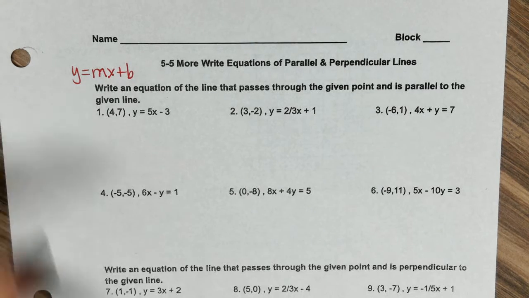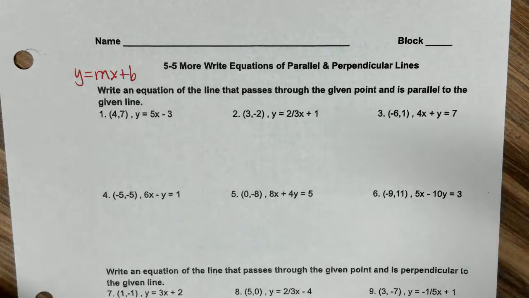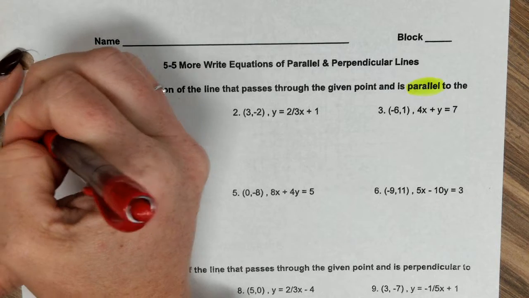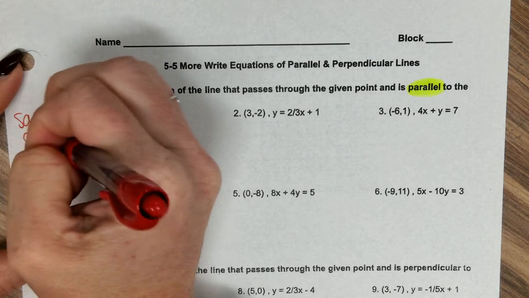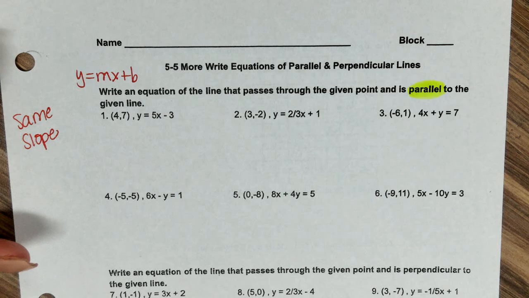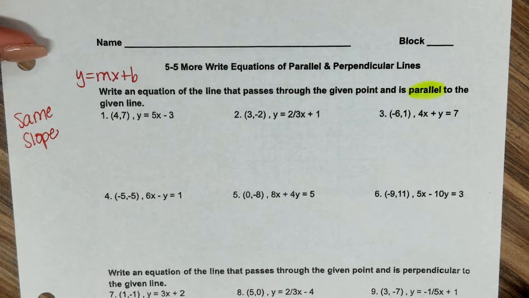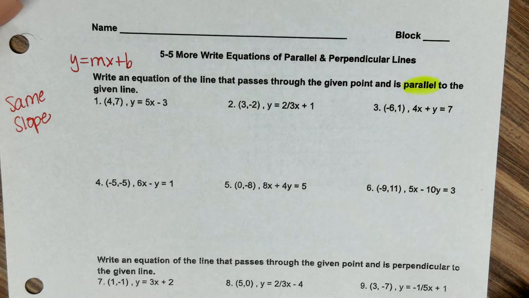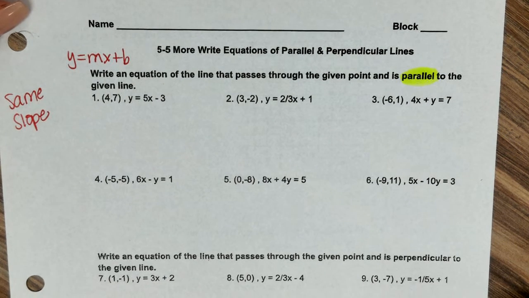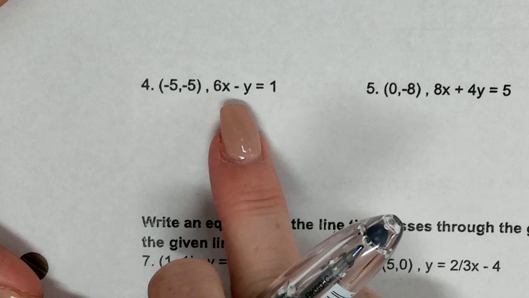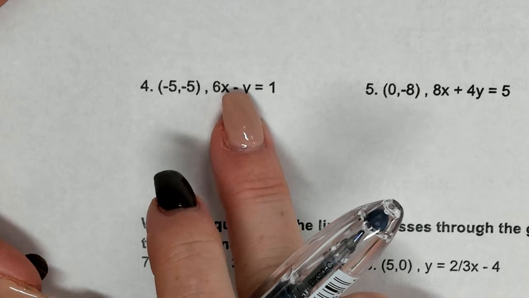Okay. So they want this section for 1 through 6 to be a parallel line, which means it will have the same slope. All right, so you guys pick one for us to do. Four or six? Y'all pick. Four? All right.